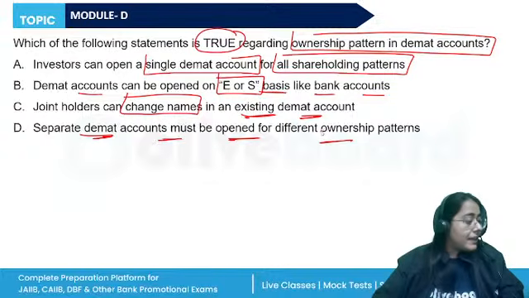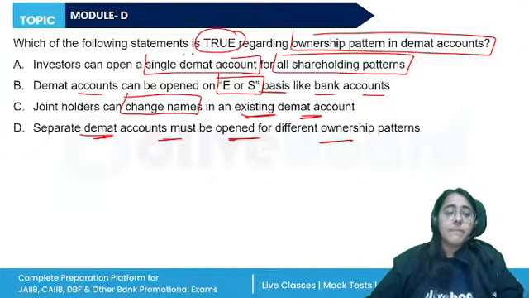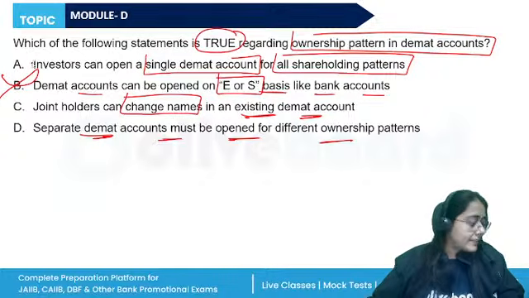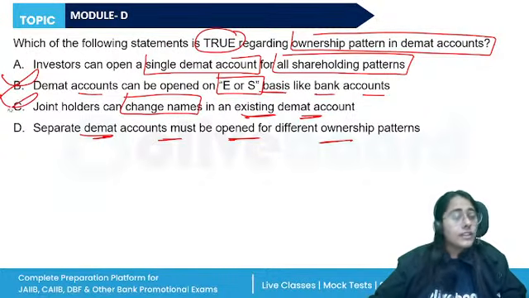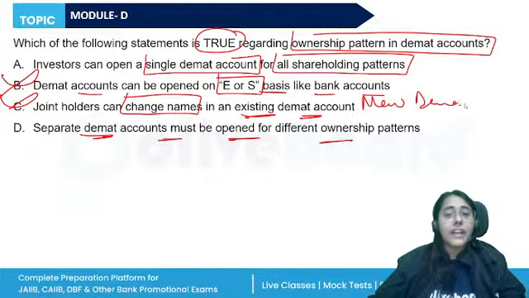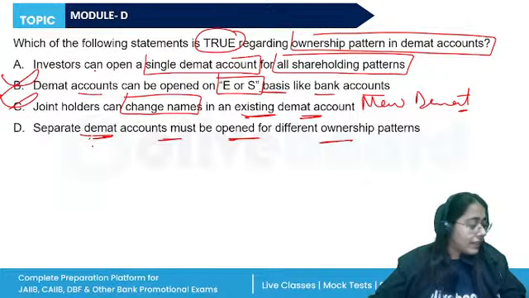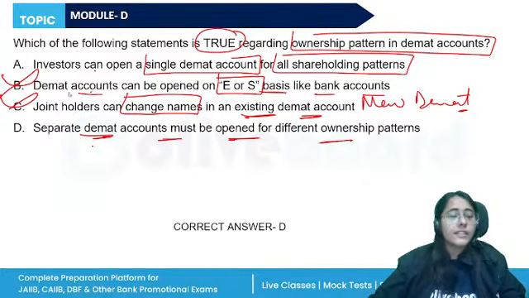Which statement is correct about the ownership pattern? I've already told you, demat accounts cannot be opened on the either or survivor basis. Joint holders cannot change names. They have to open a new demat account if they have to make any change. Between A and D, only one can be correct. And yes, the correct answer is D.